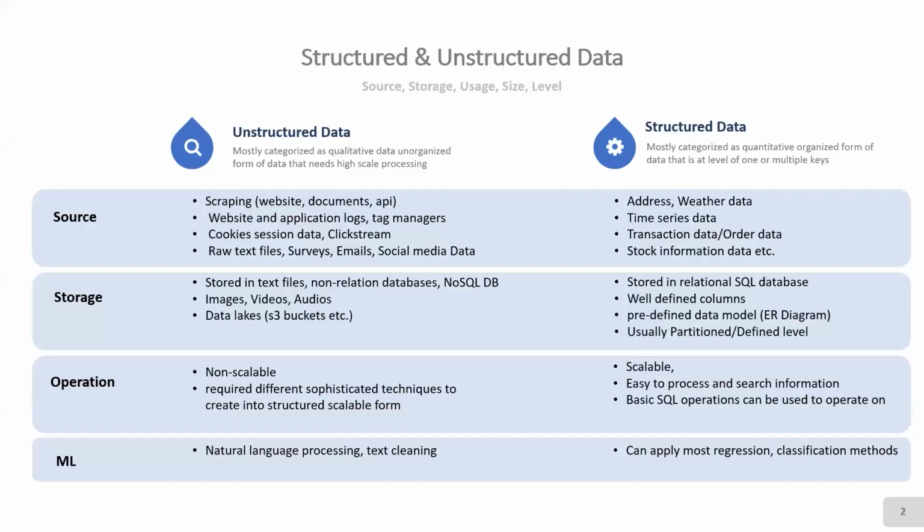So when we talk about the source of the data, I've given four classifications to understand how unstructured data and structured data are different. Unstructured data is in an unorganized form. It's obviously qualitative data. We do not have it categorized into a quantitative form.